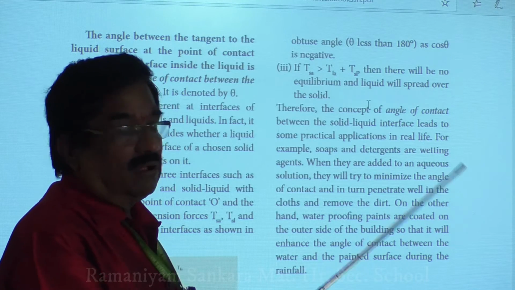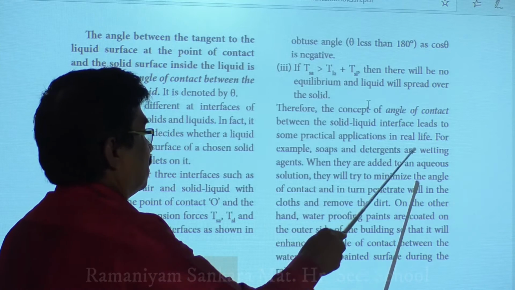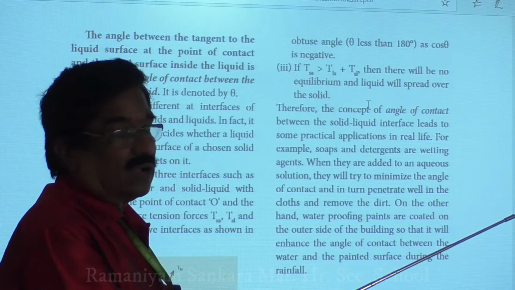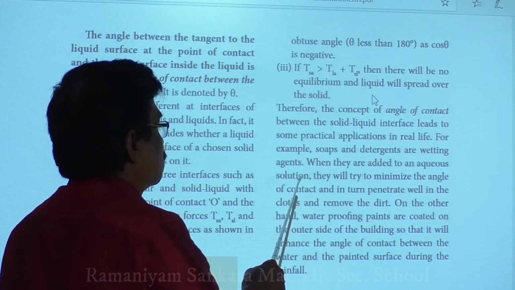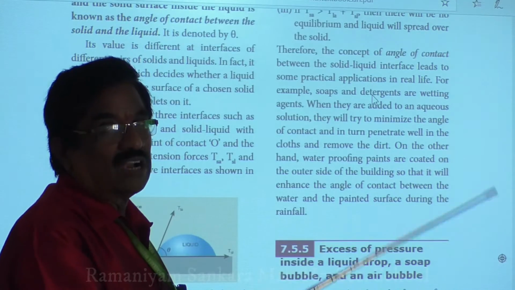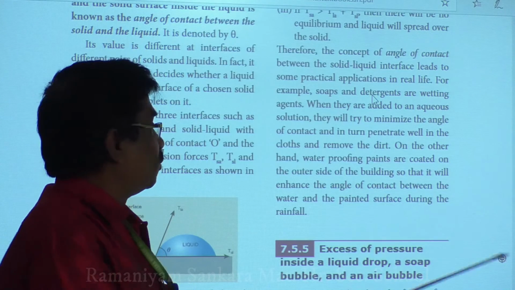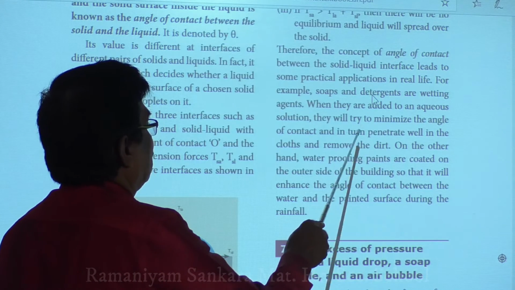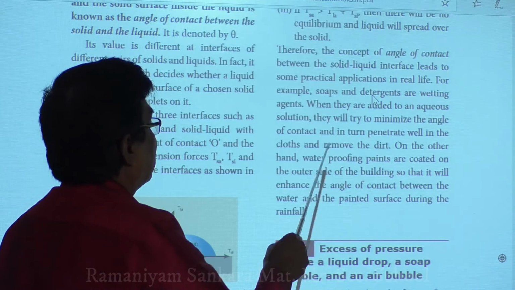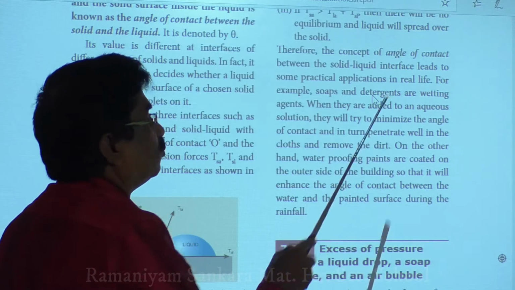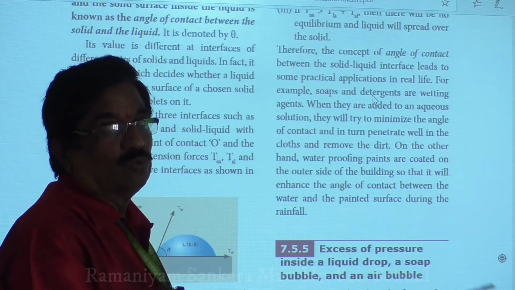What are they? Soaps and detergents. Soap is what? Solid. And detergents are all powder. When they are added to an aqueous solution, what is an aqueous solution? A water-mixed solution is called an aqueous solution. They will try to minimize the angle of contact. So they will reduce the angle of contact, in turn penetrate well into the cloth and remove the dirt. So you can remove the dirt.